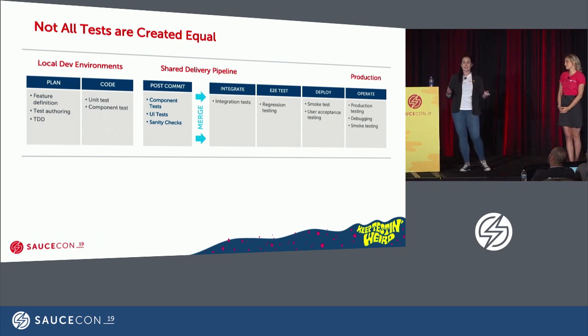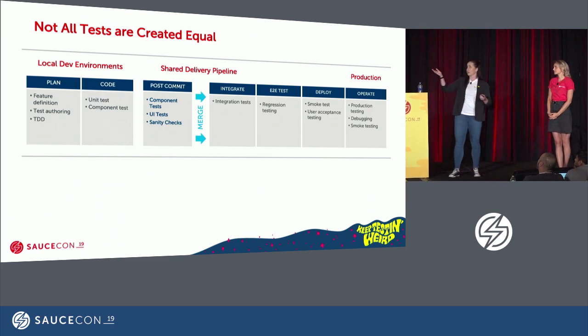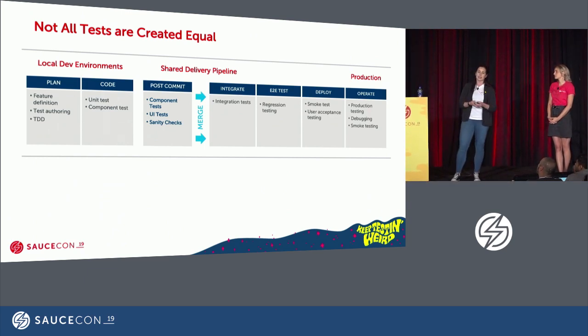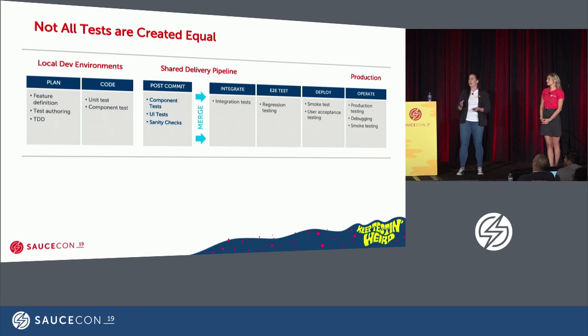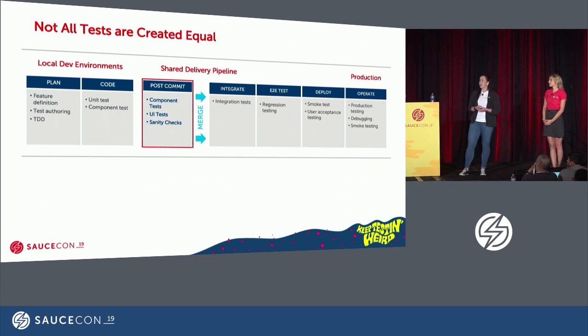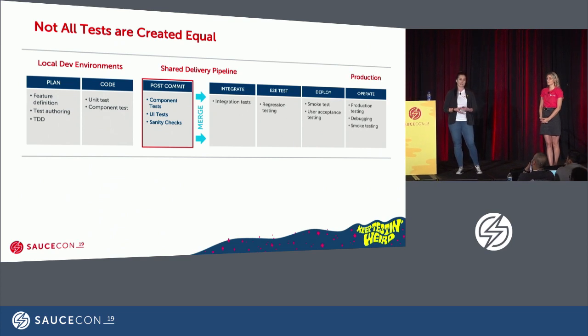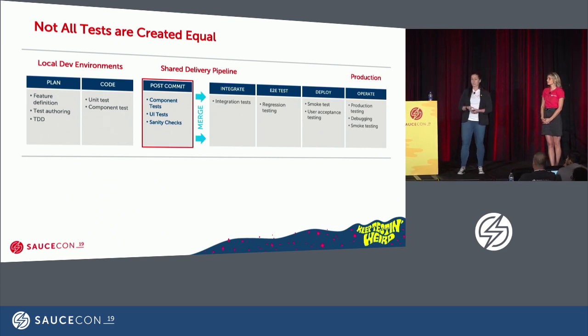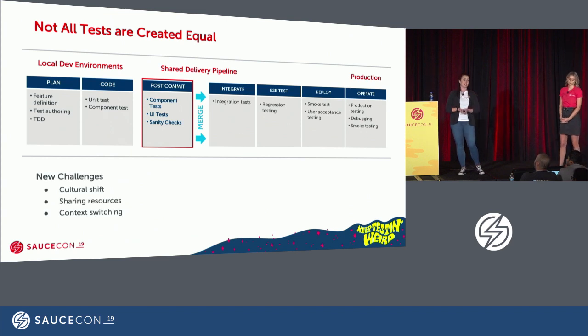And so while at previous testing events, or SauceCons, we've focused on tests towards the end of the pipeline, think your end-to-end regressions, your production tests, your user acceptance tests, we're now seeing a lot more conversation around how to address the challenges that come up when you start scaling out component level testing, sanity checks, UI tests, pull request tests. And that's because these sorts of tests at scale present a whole new host of challenges.